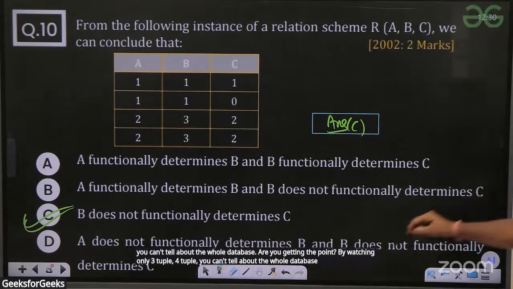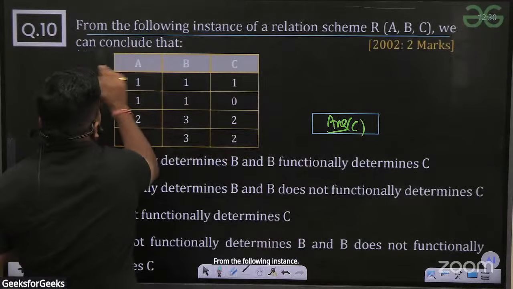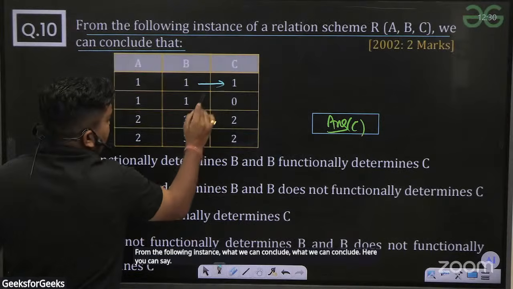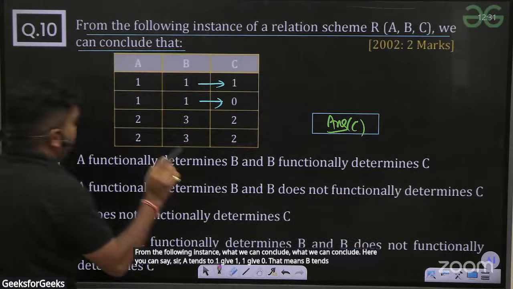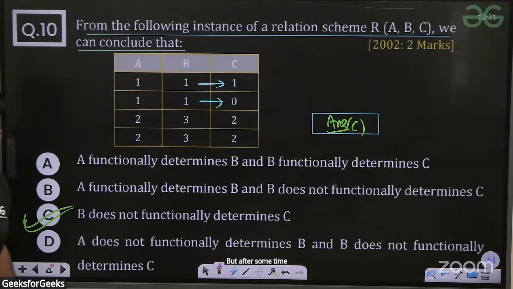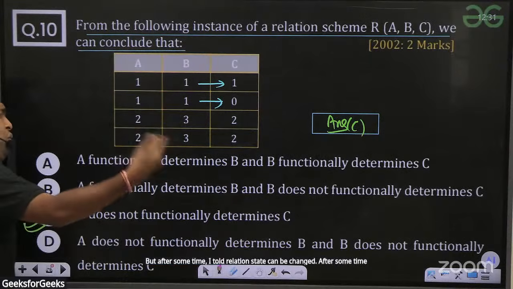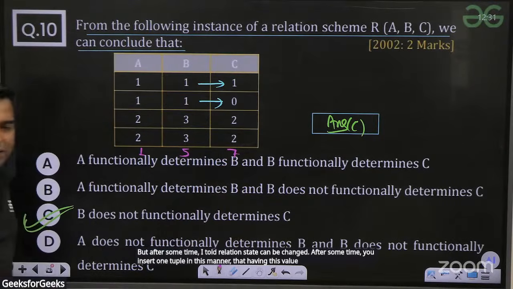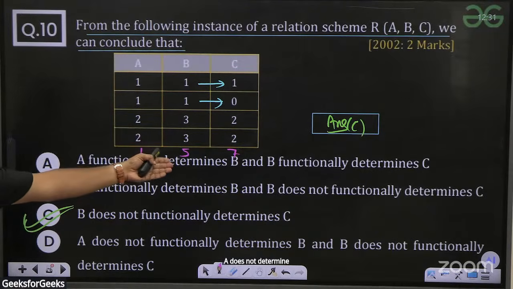It is asking which one from the following we can conclude from the instance. Here you can say that A determines B is satisfied: 1 gives 1, 1 gives 0 means B determines C is not satisfying. But after some time, as I told, the relation state can be changed. After some time you insert one tuple with such a value, then what happens? A does not determine B. Are you getting my point?